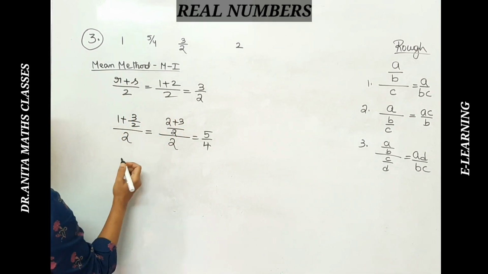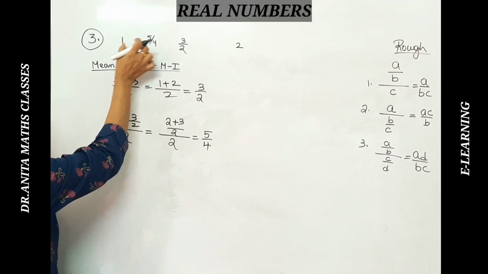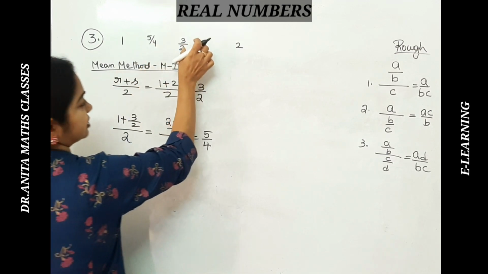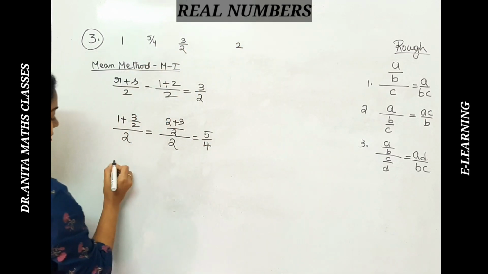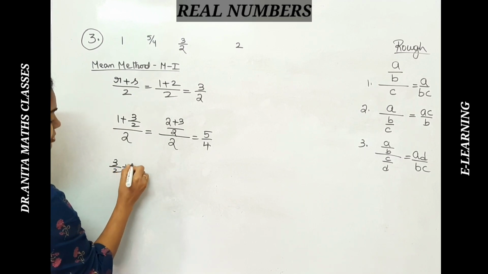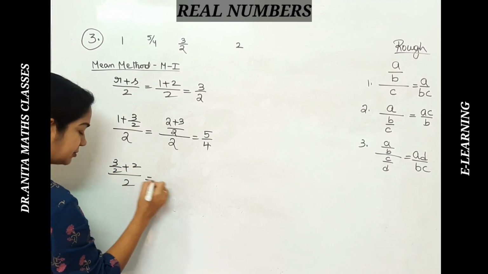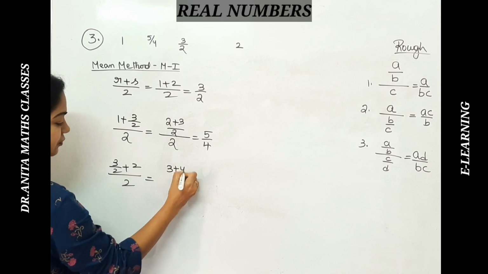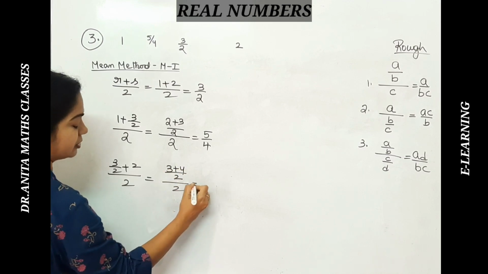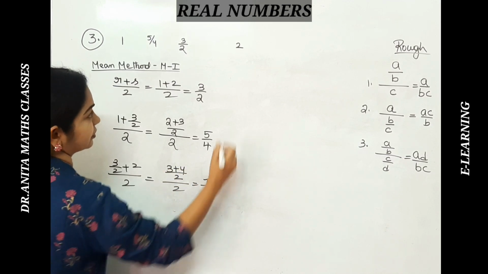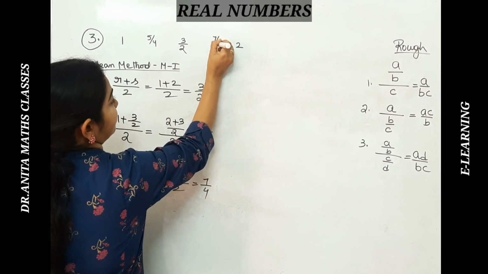Now, I'll tell that method also here. Let me find in between these two. First, in between these two I'll find out: 3 by 2 plus 2 by 2, so that is 3 plus 4 by 2 by 2, that is 7 by 4. Here you get 7 by 4.